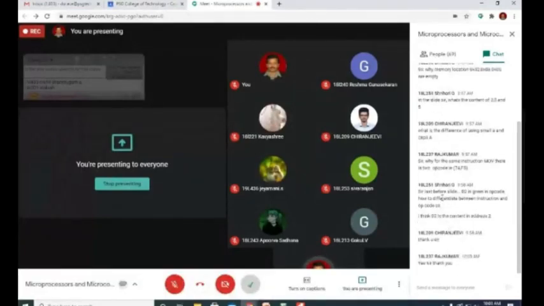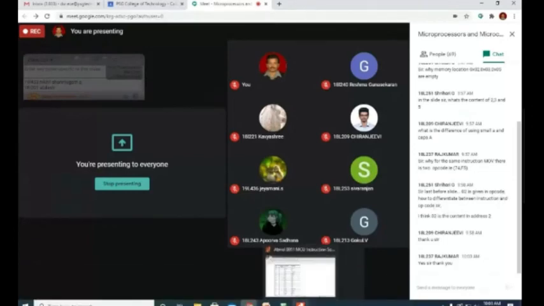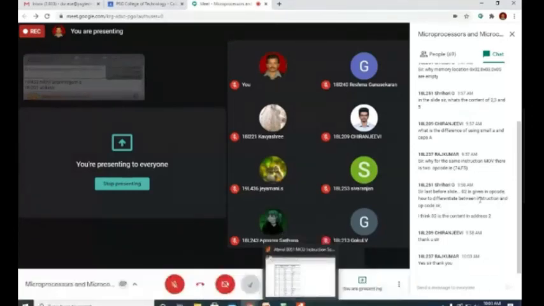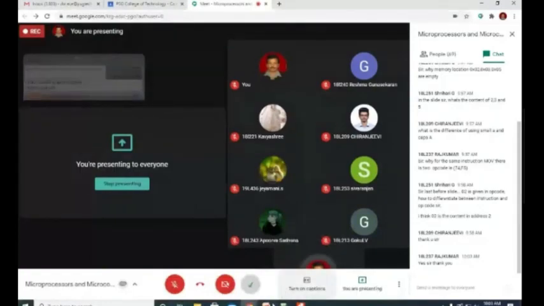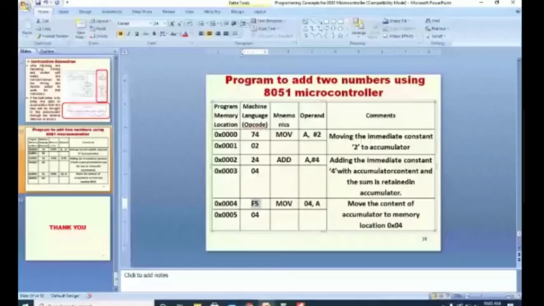Sir, last before slide, 2 is given in opcode. How to differentiate between instruction and opcode? Instruction and opcode both are same, Srihari. 2 is given in the opcode. Last before slide. 2 is given in opcode.